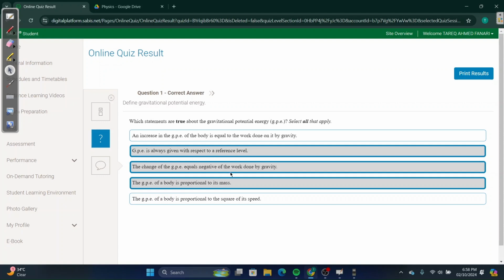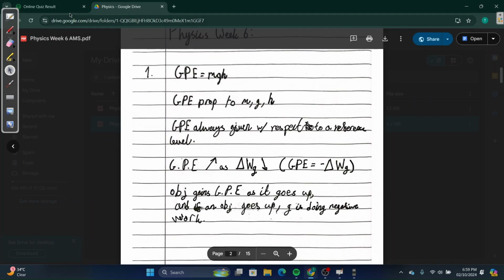The change of the GPE equals the negative work done by gravity. Again, this is another formula that they'll ask for later, like in question 4 or 5, something like that. It's not on this list, but they ask for it once or twice.